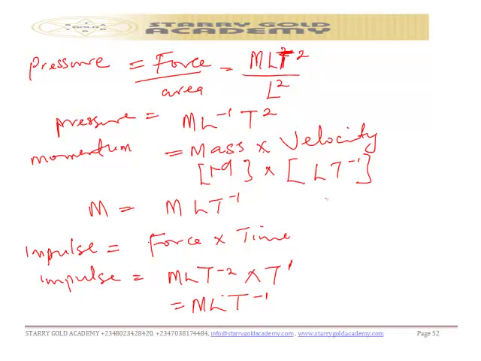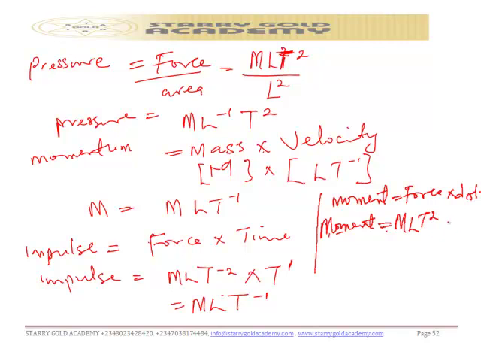Then we can also have moments. Let us look at moments, which is giving us force times distance. So our moment is force times distance. Our moment is what? MLT⁻² times L, this is our distance. So we are going to have ML²T⁻². So we are still proceeding.